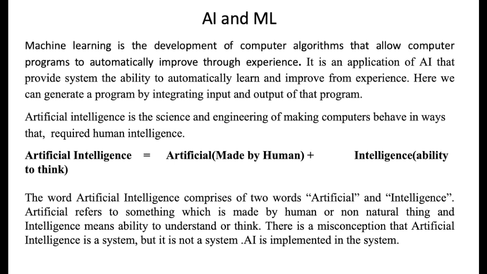So the word artificial intelligence comprises two words, first artificial and second intelligence. Artificial refers to something which is made by humans or non-natural things, and intelligence means the ability to understand or think.